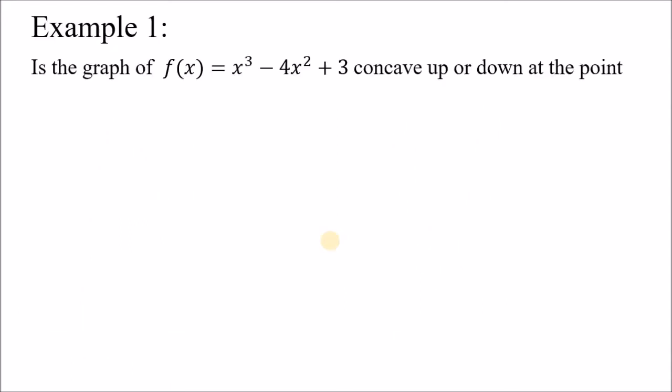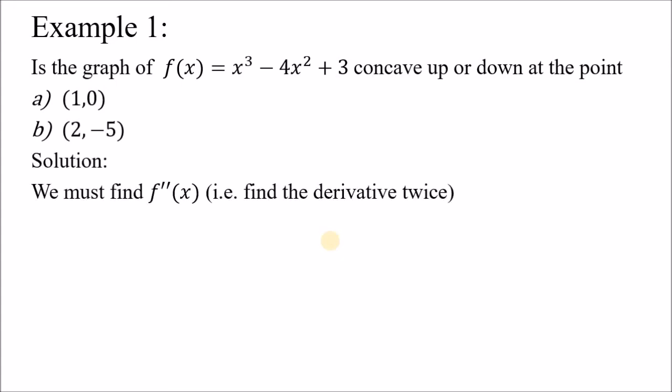Let's look at the first example. Is the graph of the function f of x equals x cubed minus 4x squared plus 3 concave up or down at the points a, (1, 0) and b, (2, -5)? To find out whether it's concave up or down, we have to find f double prime of x. Basically, we're going to find the first derivative and then differentiate the first derivative to find the second derivative. So the first derivative is 3x squared minus 8x. The second derivative is the derivative of the first one, which is 6x minus 8.